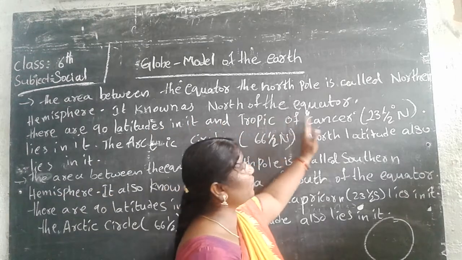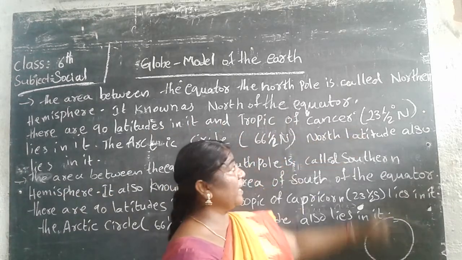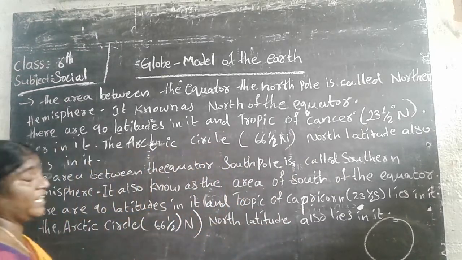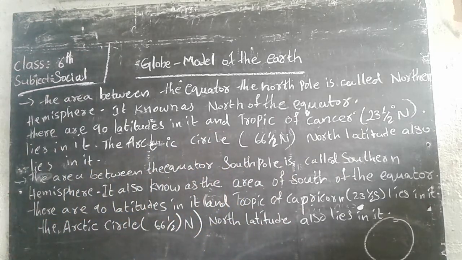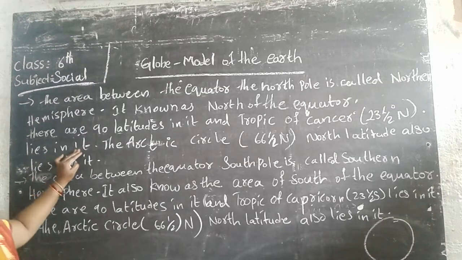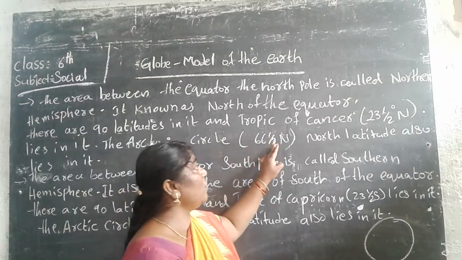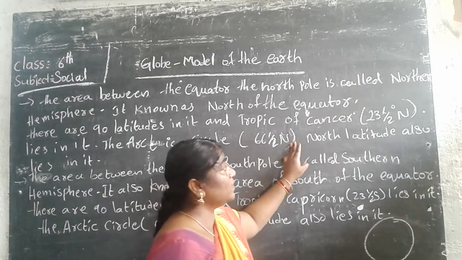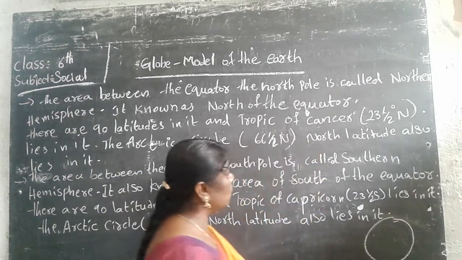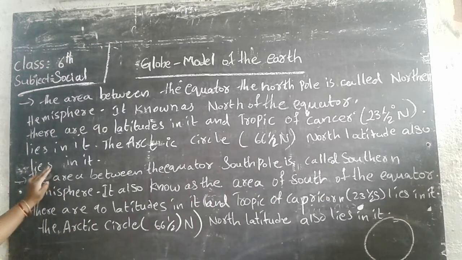The Tropic of Cancer, at 23.5 degrees north, lies in it. The Arctic Circle, at 66.5 degrees north, also lies in it. The northern latitudes also lie in it.